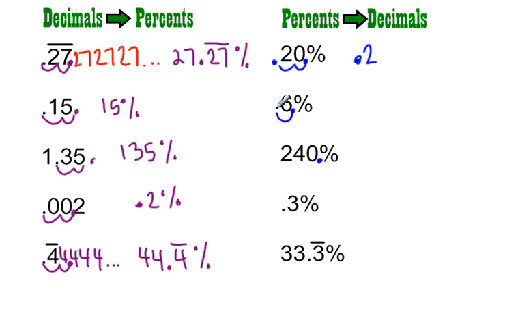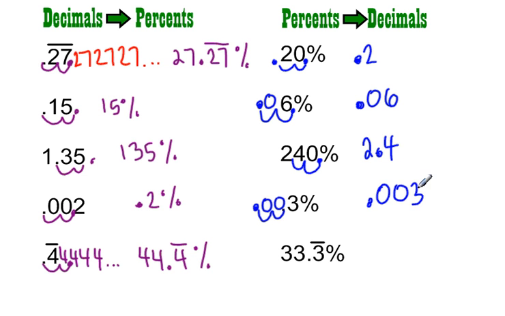Move 2 times to the left. 1, 2. I'm going to have to add a 0 there. So 0.06. Move the decimal 2 times. 1, 2. 2.4. Move the decimal 2 times to the left. 1, 2. I'm going to have to add a couple of zeros. 0.003. And move the decimal 2 times. 1, 2. This is still 0.3 repeating. I only need to list that 1, 3.